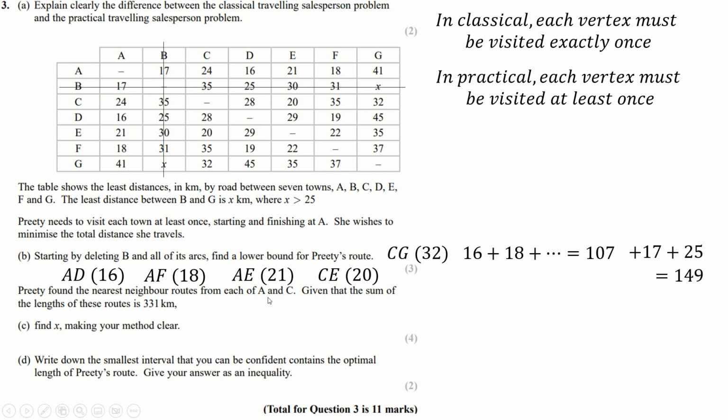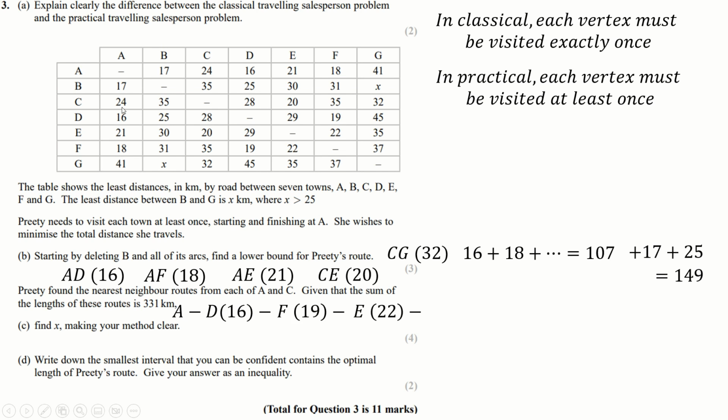Pretty found the nearest neighbor algorithms for A to C, so just do some nearest neighbor. We're going to do it again, I think, later on in the paper. So A goes to D, that's 16. Then D goes to, the nearest is F, so that's 19. Then F goes to A, which is 18, which we've already been to, so it's not going to be A, sorry, it's going to be E, which is 22.